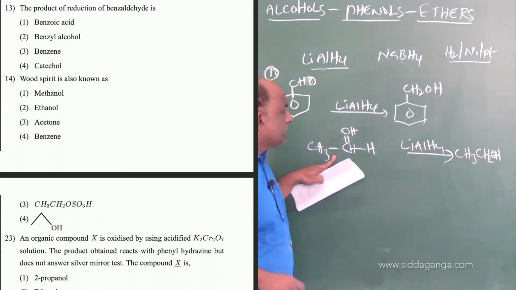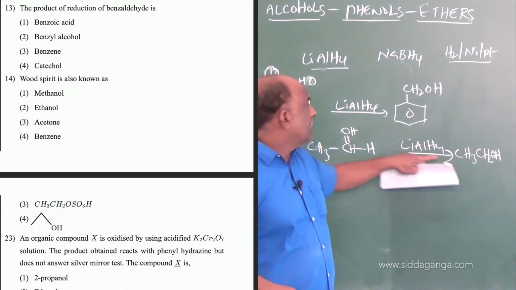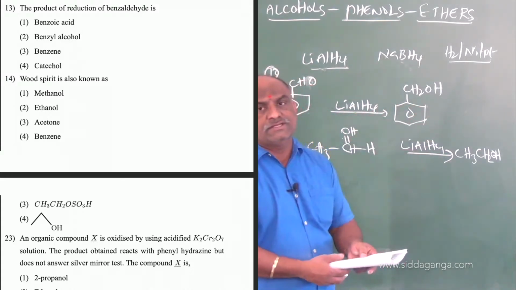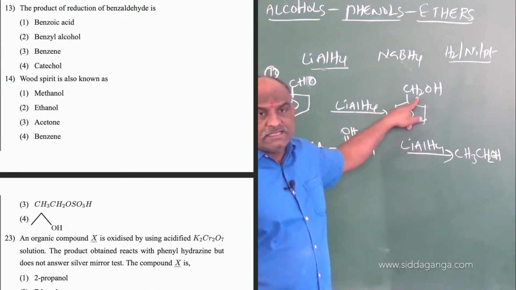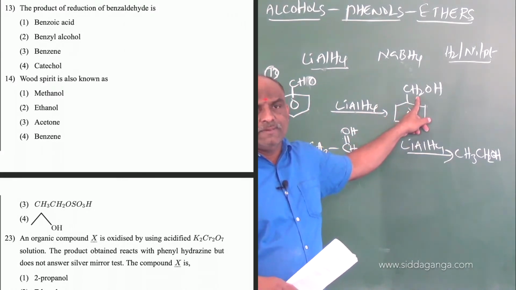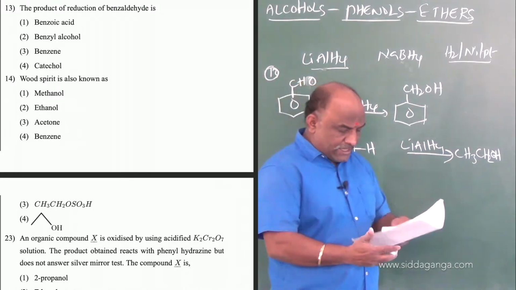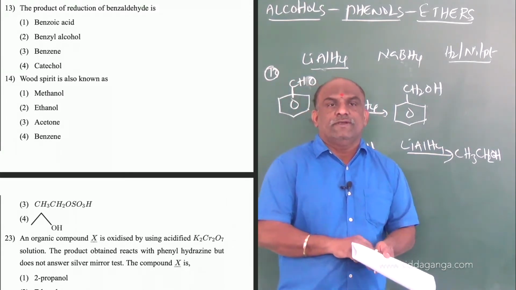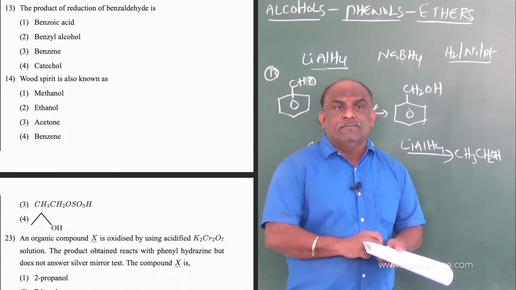Aldehydes on reduction give primary alcohols. So here benzaldehyde with lithium aluminum hydride gives rise to benzyl alcohol, which is the right answer. So option number 2 is correct for that question. The product of reduction of benzaldehyde is benzyl alcohol.